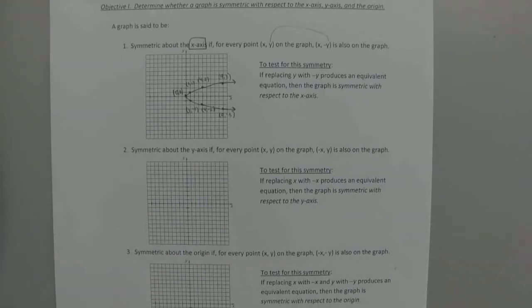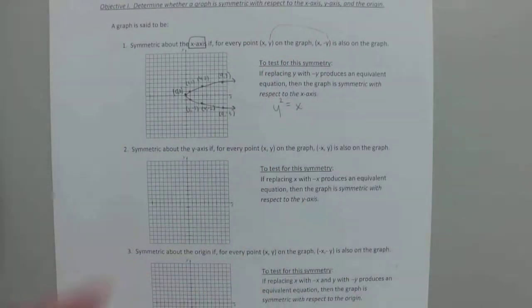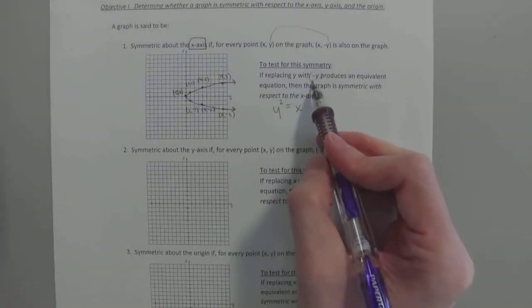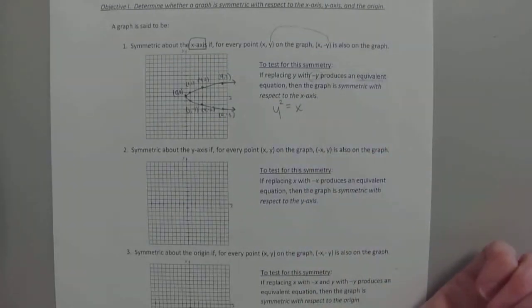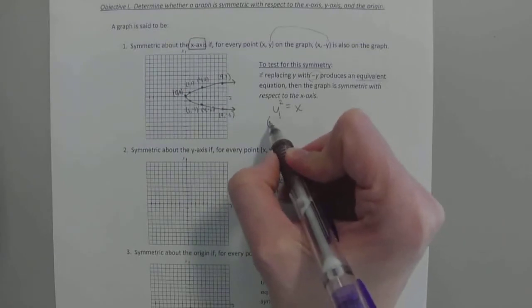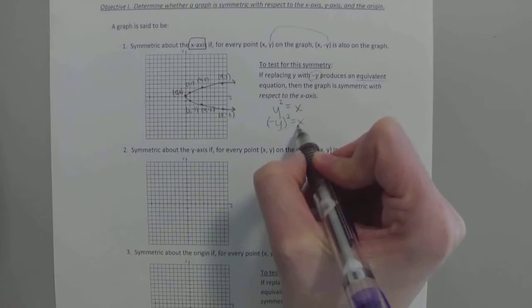How do we show this algebraically, generically? This graph is actually y squared equals x. It's like the reverse of a parabola, okay? So the whole idea is if you replace y with negative y and you get an equivalent equation to your original, then you know it's symmetric about the x-axis. So what does that mean? For y, what am I going to replace it with? Negative y.